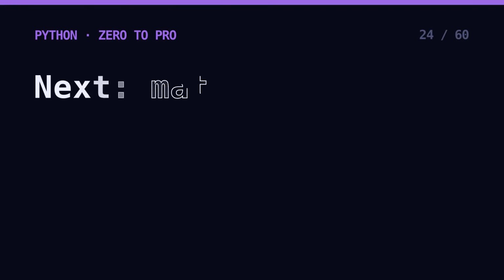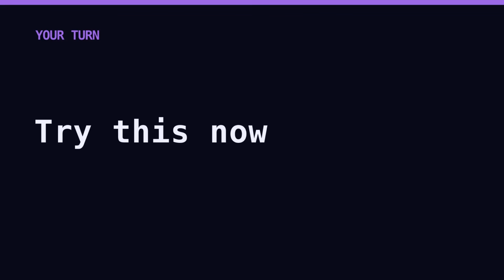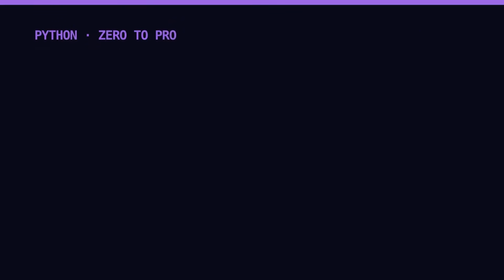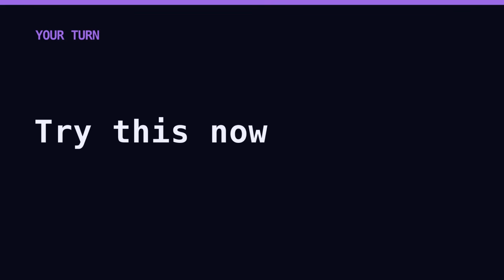Use 2 nested loops to print a 5x5 grid of stars. 5 rows, 5 columns. Then make each row 1 star longer than the last. Go build it. Next up, a clean modern way to handle many possibilities at once without a tower of a leaf.